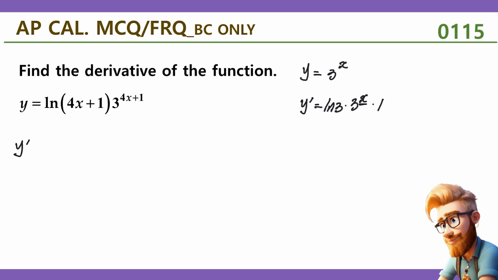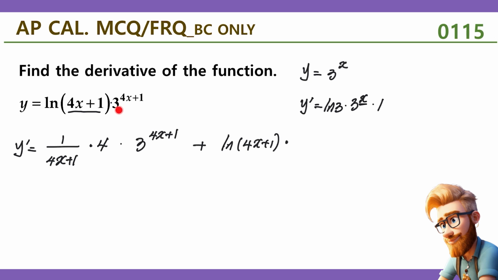So y prime is equal to, here we have to apply the product rule. So the derivative of log is 1 over 4x + 1 times the derivative of the inside, chain rule, right? 4. And leave the second function alone, 3 to the 4x + 1. Plus, leave the first function, that's log(4x + 1), times the derivative of the second function, the derivative of this, right?